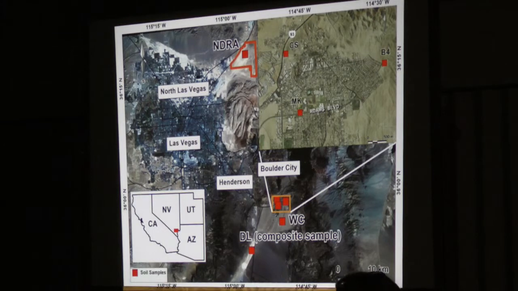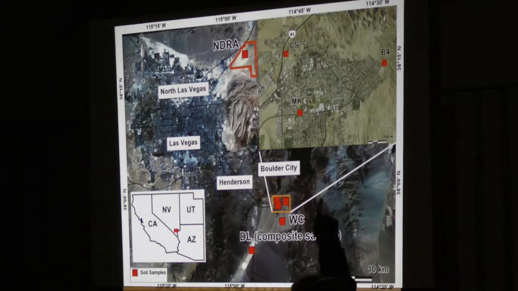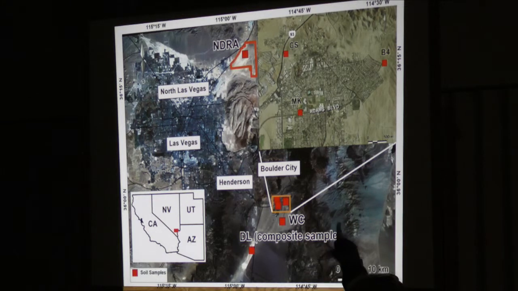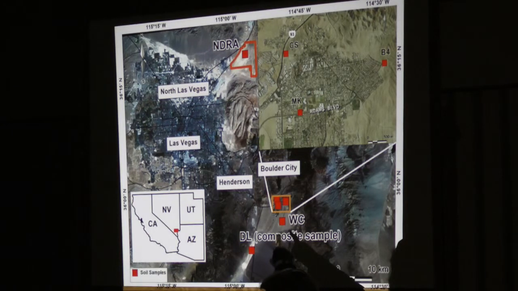So what we did in collaboration with Dr. Dave Berry and some other scientists with the EPA is we sampled 6 soils in and around Boulder City with the idea of let's try to find out how much fibers are in these soils. And so we sampled 3 around town. It's a little inset there. You can see CS is Colorado Street. MK is the Martha King School. B4 is at the end of Adams Boulevard out here. And then we also did WC, which is part of phase 2 of the highway.